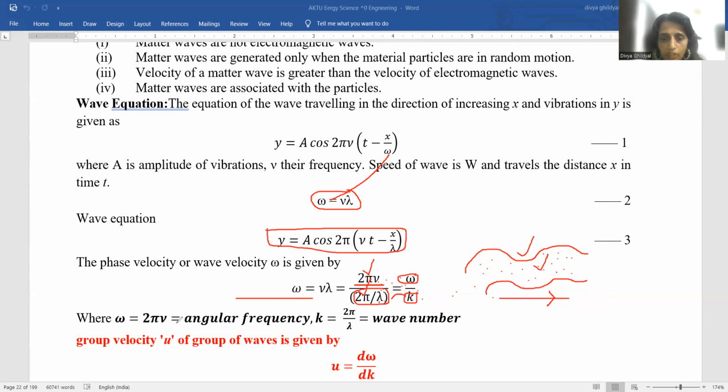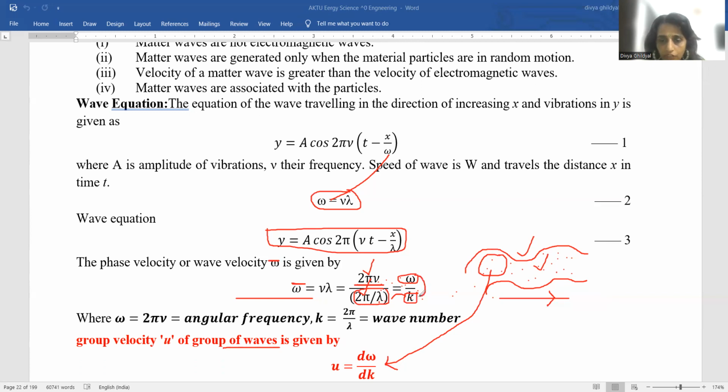Omega is my angular frequency, which is equal to the phase velocity. You can put a bar here so that you don't confuse this omega with this omega, or you can even use a U symbol here. And this is angular frequency, k is 2 pi by lambda equal to wave number. So group velocity for a group of waves, the word group means that a large number of particles are moving in a group. So I need group velocity. It is going to be given by d omega by dk.